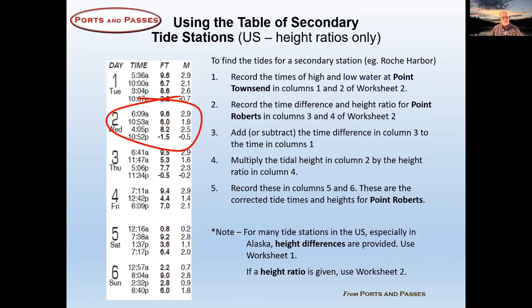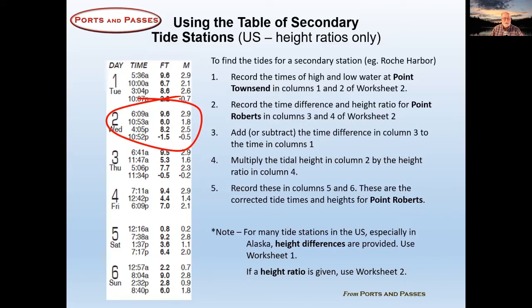Now, in the United States, instead of giving us a correction that's added or subtracted from the height of the tide at the reference station, sometimes we're given height ratios. So this is how we work with that. Let's look at a reference station of Port Townsend and the secondary station Point Roberts.